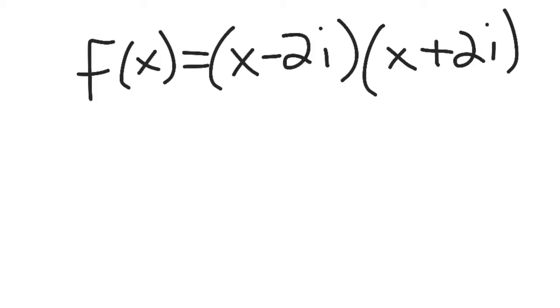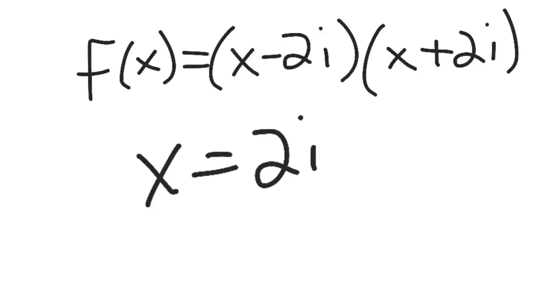Okay, and then the zeros of the function are the values for x that you would plug in to make it equal 0. So since it's factored, you can just take a look at the first factored piece and think of what value for x you can plug in there so that when you subtract 2i, that parentheses is 0. So x is positive 2i.